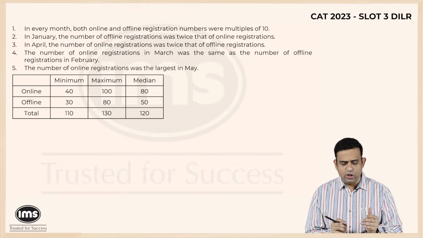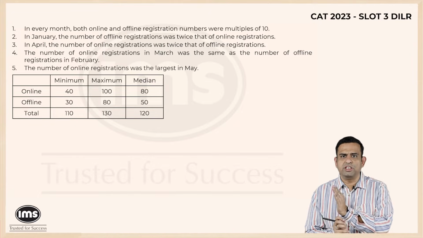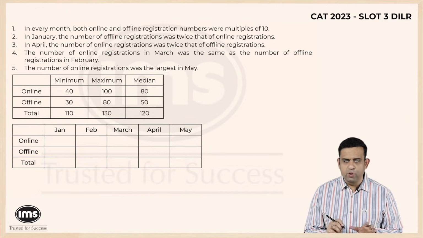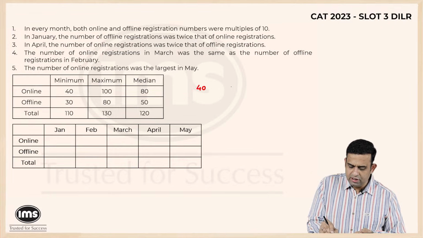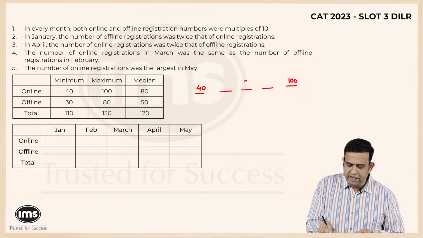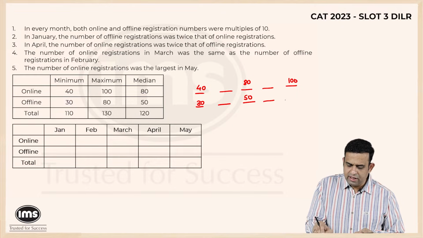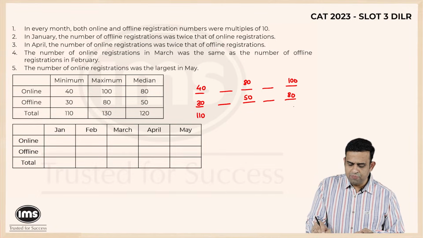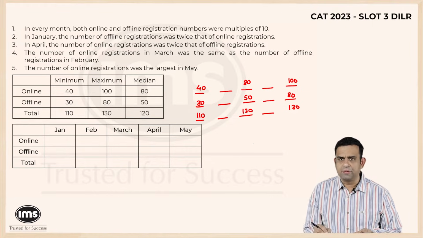So what I will do is write down for online, offline and total the number of registrations for January, February, March, April and May. These are my 5 months and I'm going to create a table like this. As I told, for the online, the smallest is going to be 40, the largest will be 100 and the median is going to be 80. For offline, the smallest is going to be 30, the median has to be 50 and the largest has to be 80. And finally, for the total, the lowest number is 110, the highest number is 130 and the median given to you is 120.